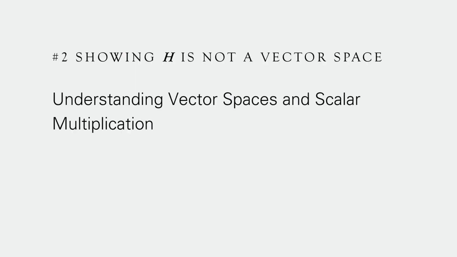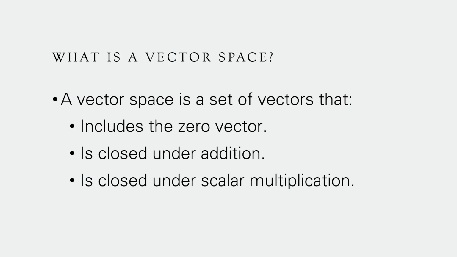All right, so for problem number 2, we need to show that H is not a vector space. In this, we need to understand vector spaces and scalar multiplication. So what this is asking is, what is a vector space? Just from looking in the book, we know that a vector space is a set of vectors that includes the zero vector, it's closed under addition, and it's closed under scalar multiplication.